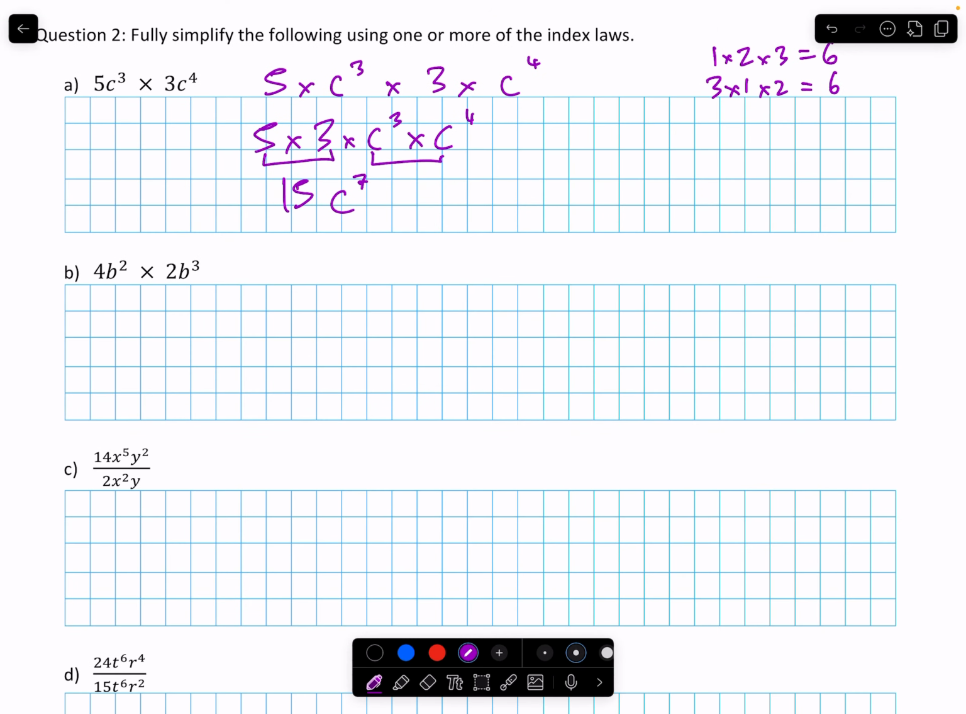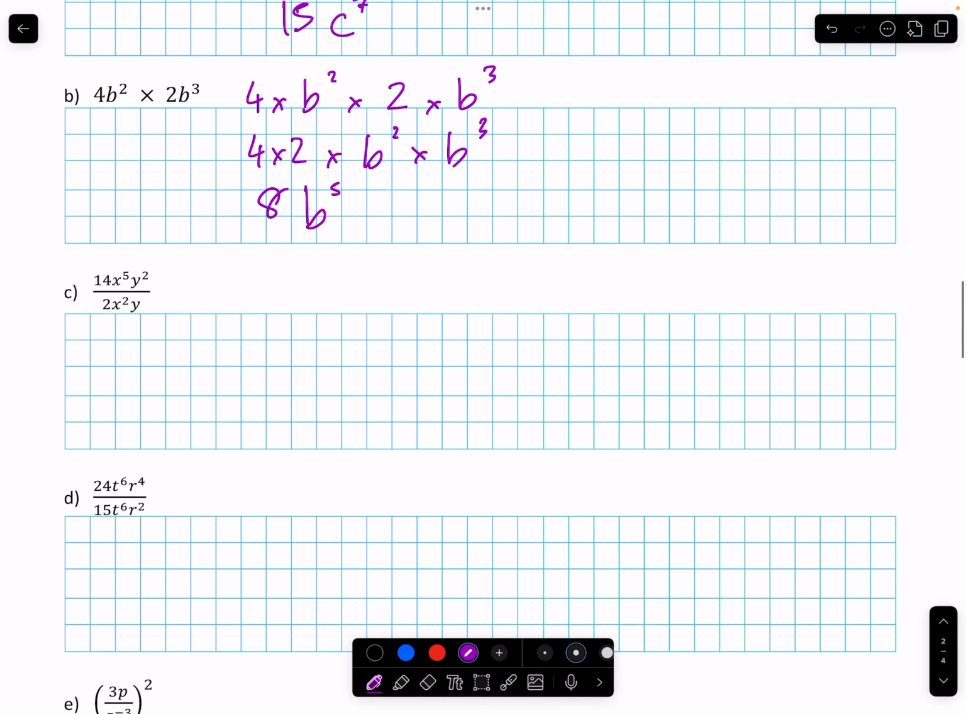Let's do the same here. It's 4 times b squared times 2 times b cubed. If I rearrange that, it's going to be 4 times 2 times b squared times b cubed. That's 8 times, I don't need to write the times because we don't write times in maths, b, 2 and 3 is 5. So 8 times b to the 5.